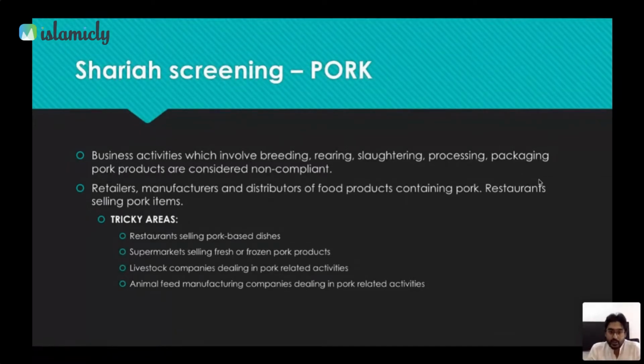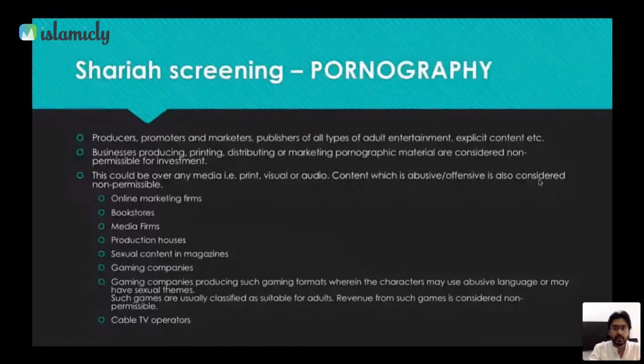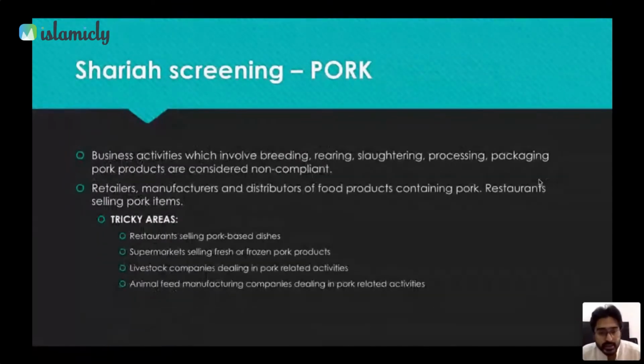Okay, the tricky areas over here are restaurants selling pork-based dishes, supermarkets selling fresh or frozen pork products, and livestock companies dealing in pork-related activities. Animal feed manufacturing companies can also become non-compliant because they may be dealing in pork-related activities. Okay, this is only one slide for pork.